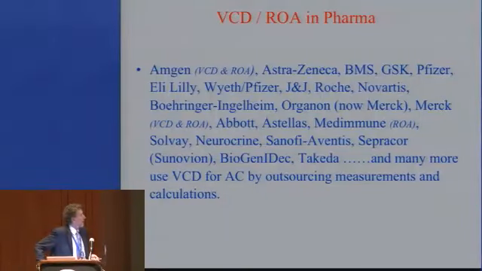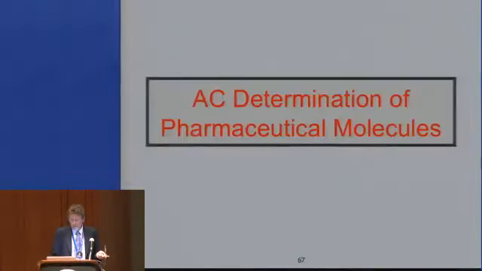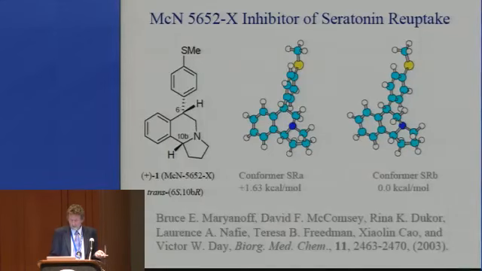So let me see, I'm going backwards. So these are the companies that currently use VCD on a daily basis. They either have their own VCD spectrometer or they're outsourcing it to BioTools or somehow getting calculations done. So it's a pretty comprehensive list of pharmaceuticals. There's also ROA on there. Amgen has 2 ROAs, and you can see ROA sprinkled around. And there are a number of companies that are now wanting to get ROA, mainly for biopharmaceuticals, and I'll show you how that's working.